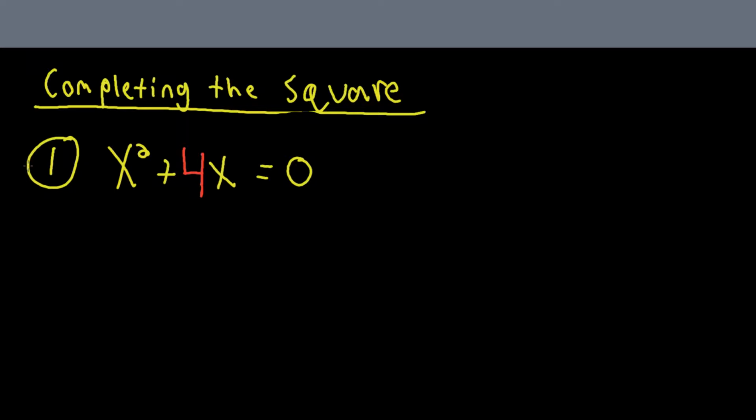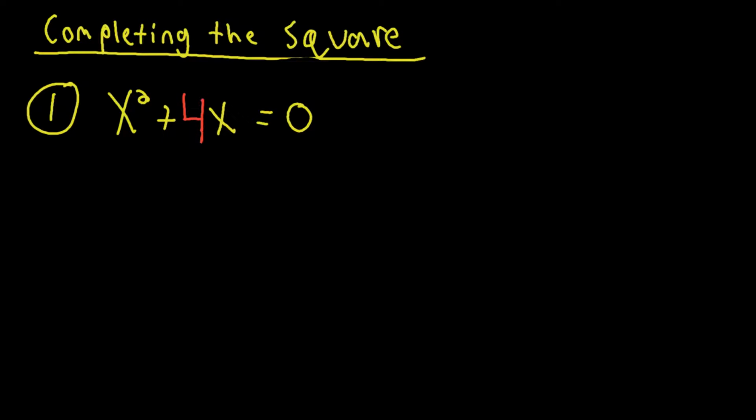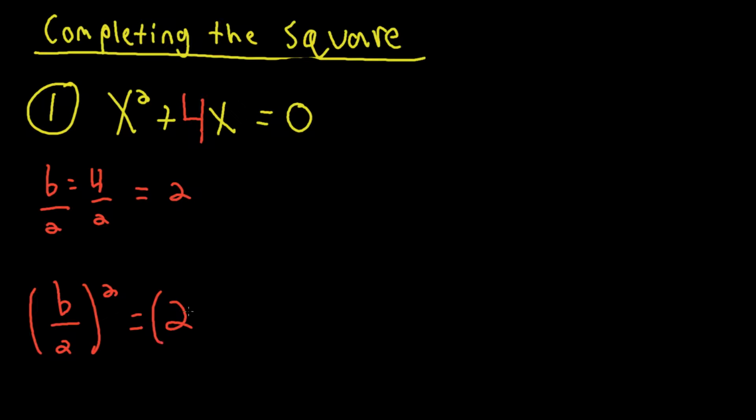So let's get started. If we look at our equation, the first thing I'm going to do is take my b value. b equals 4. Next thing I'm going to do is take 1/2 of my b value. So I'm going to divide my b value by 2. Well, I know that 4 over 2 is equal to 2. Next, I'm going to take my b over 2 and square it. Well, that is equal to 2 squared, which is equal to 4.